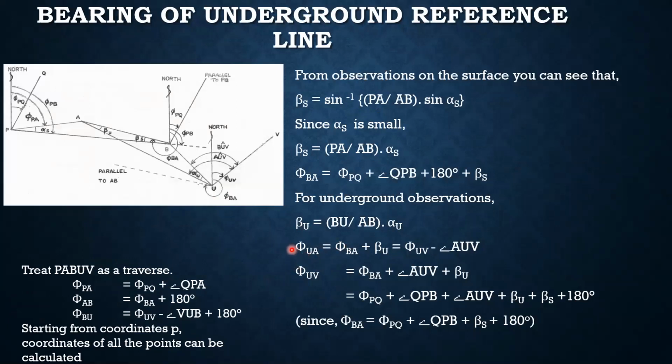So you can write the bearing of UA in two forms. Now, the bearing of UA, which is this line, can be written by adding the bearing of this BA, right?